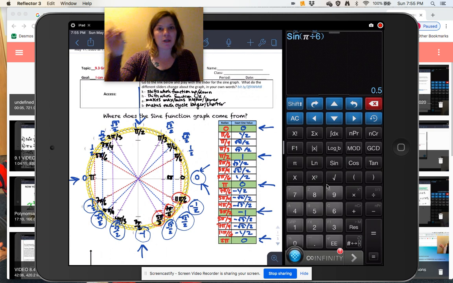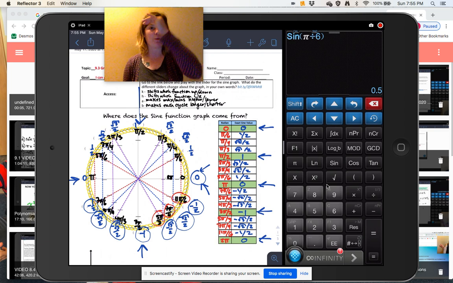And we could keep going around the circle over and over. That's why on the Desmos graph, it kept showing the waves more and more. Because you can keep going around the circle and getting the same values. But we're just looking at one cycle around the circle for the most part.